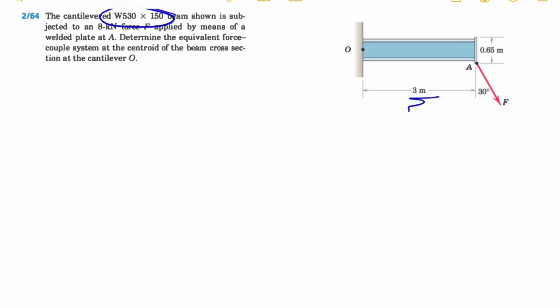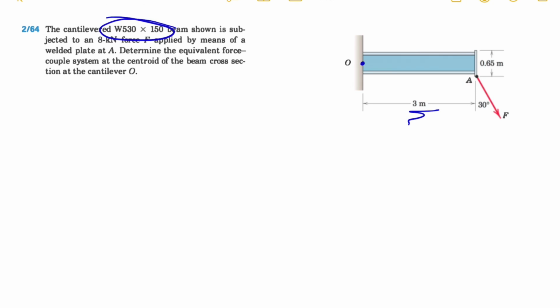This beam is subjected to an 8 kilonewton force F that is applied by means of a welded plate at point A. For the force F, we need to determine the equivalent force couple system at the centroid of the beam cross section at the cantilevered O. So basically we have to find the force couple system at point O.